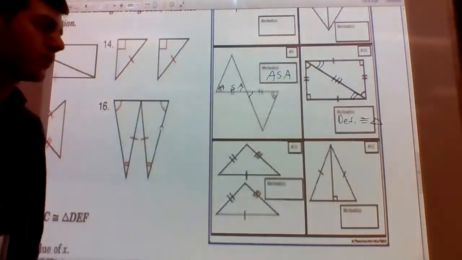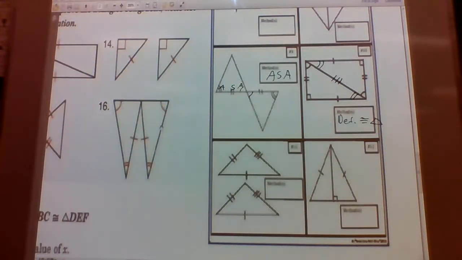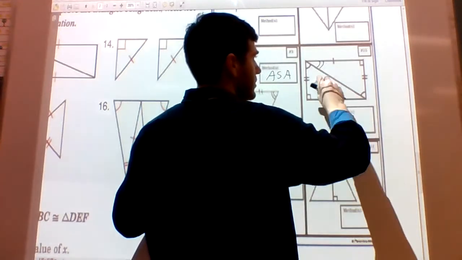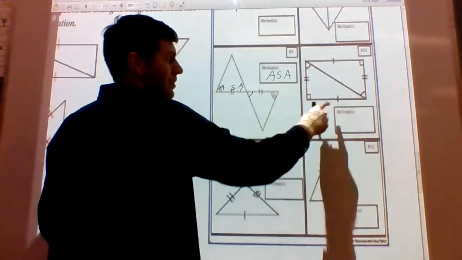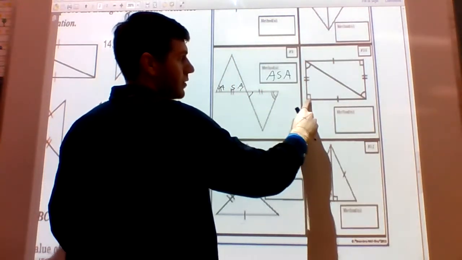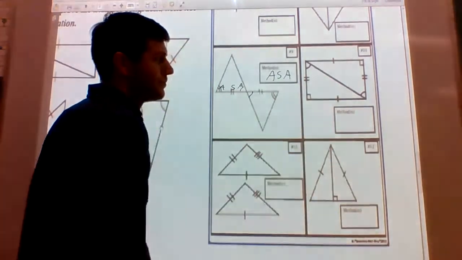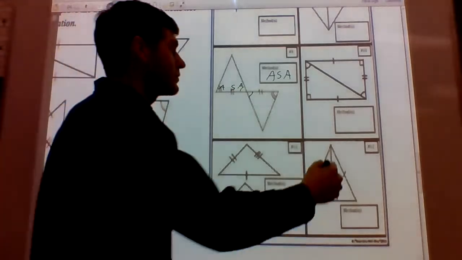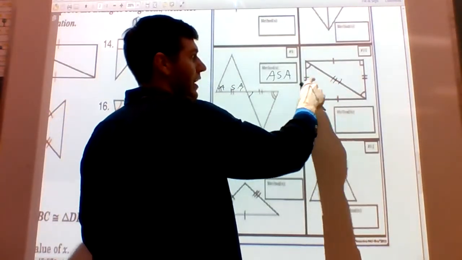Again, the definition of congruent triangles says that if all three corresponding sides are congruent and all three corresponding angles are congruent, then the triangles are congruent. But you don't have to use the definition of congruent triangles. We could have done side, angle, side, or angle, side, angle, or angle, angle, side. Or we can use the reflexive property, and now we have side, side, side.